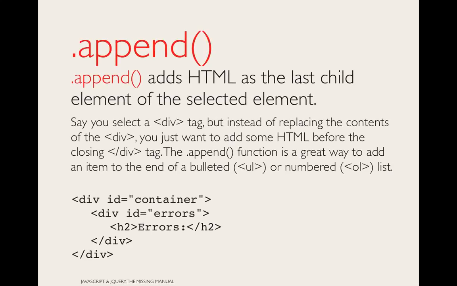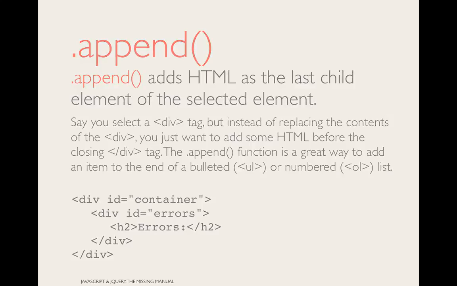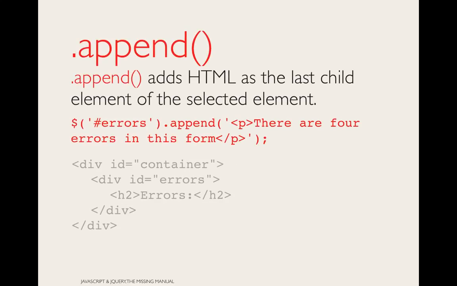Now, append. You sometimes want to add things onto the end. So if you want to take this div with an ID of errors and add something onto the end of it, you would use append. It just adds HTML as the last child element of the selected element. So let's look at that. Sounds like gobbledygook, but let's look at it.